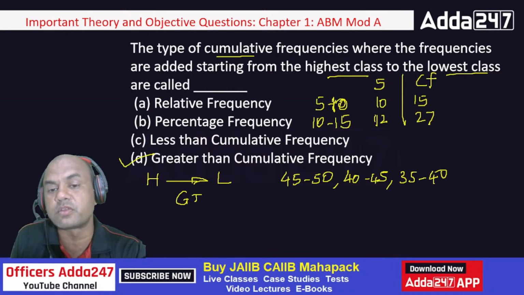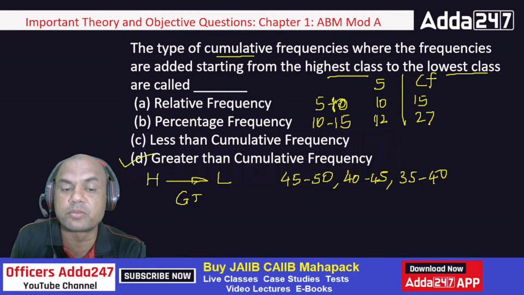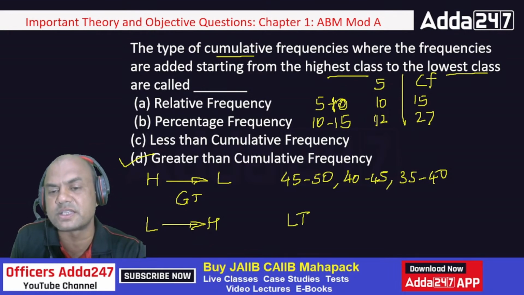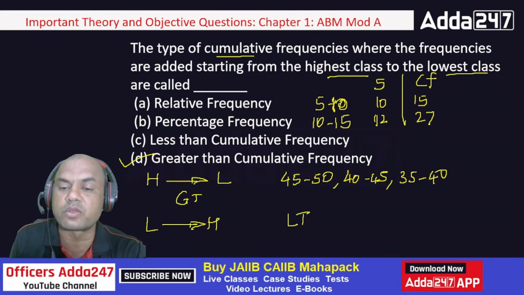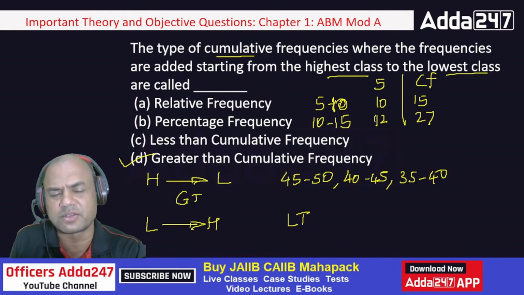Greater than cumulative frequency. And if I am going from lowest to highest, okay, that is known as less than, LT. Now this you will automatically understand. I'll go from 35 to 40, 40 to 45, 45 to 50, like that. Okay.